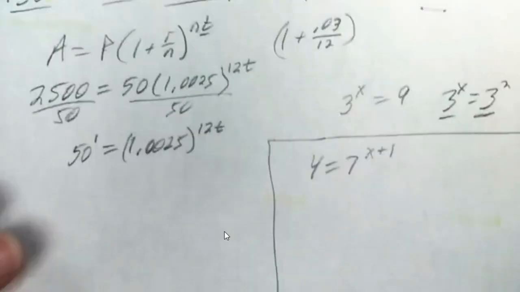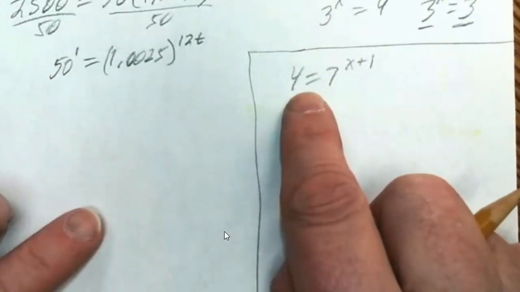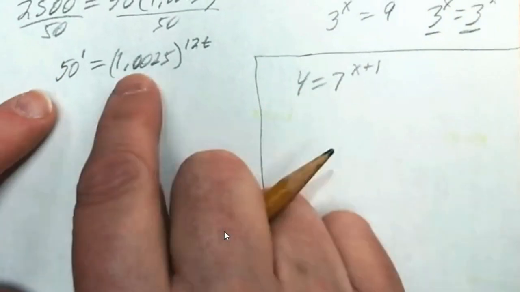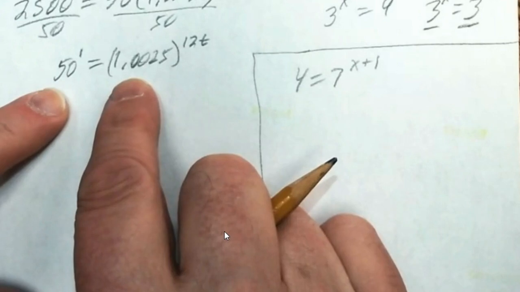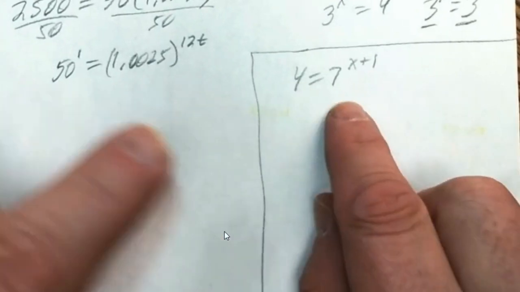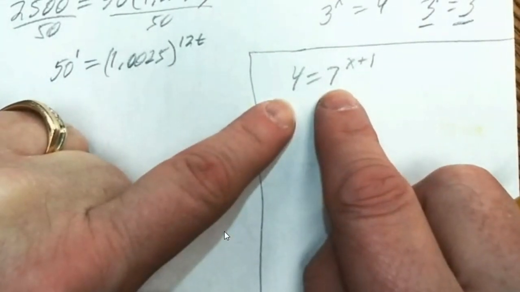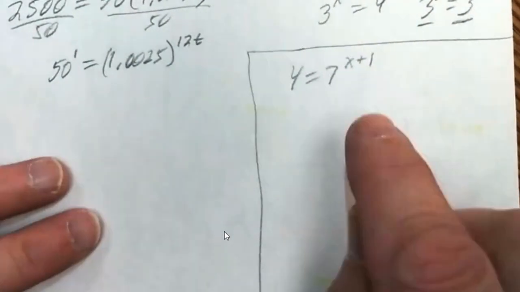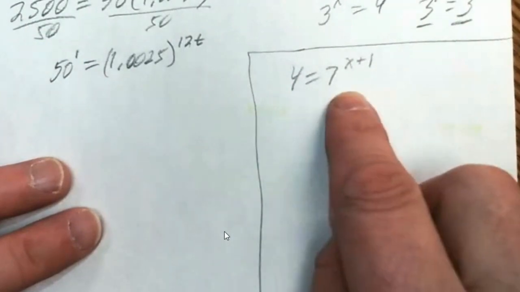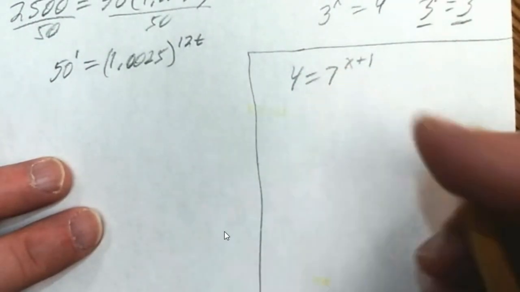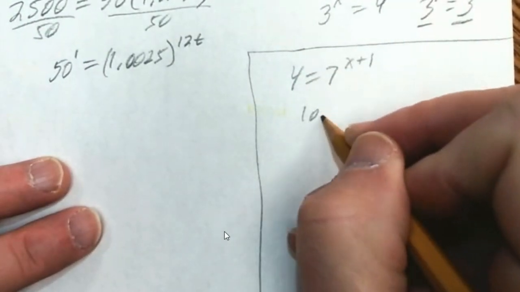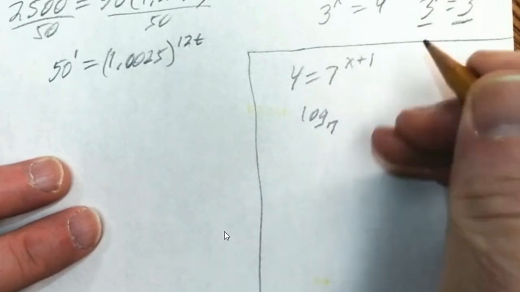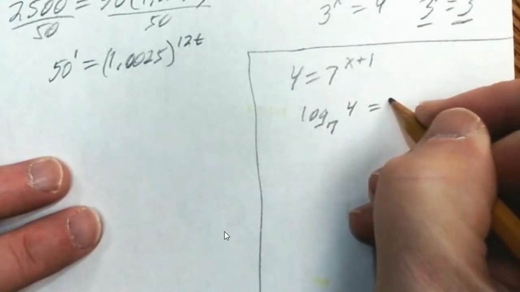Okay. So we can rewrite this. This is the same type of problem, right? Over here, we've got two odd numbers that we cannot make the same base. We can't make these the same base either. 4 and 7, I don't know how to make those the same base. I can't do that. But I can rewrite this as base 7. So this is log base 7 of 4 equals x plus 1.